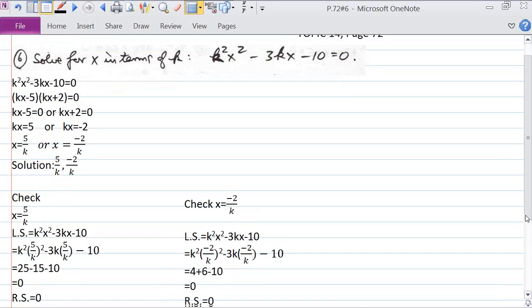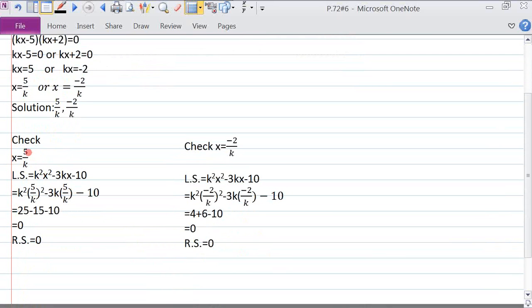Now let's check these answers. Let's check 5 over k, and we plug it into the left side. We get k squared is this one. X is 5 over k, but it's x squared, so we do 5 over k squared. Minus 3k is this minus 3k, and instead of x, we write 5 over k. And this is minus 10 is this minus 10.